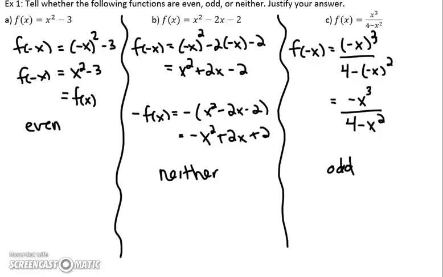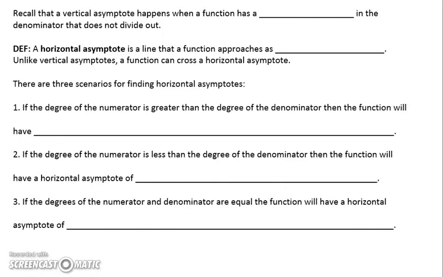So the next thing that we need to talk about is going to be horizontal asymptotes. Now remember, we've talked about vertical asymptotes, and that's what happens when a function has a factor in the denominator that does not divide out. So that's going to be our vertical asymptotes. But horizontal asymptotes are a little bit different. Horizontal asymptotes, those are going to be a line that a function approaches as x approaches plus or minus infinity. So as x goes all the way to the right and all the way to the left, if our function kind of flattens out to some line, that's going to be a horizontal asymptote.